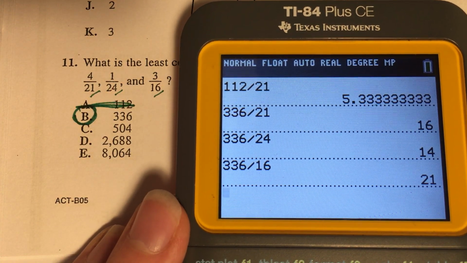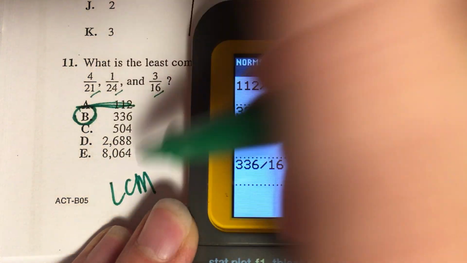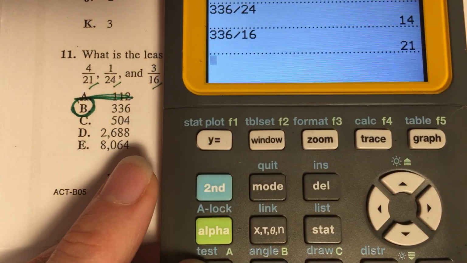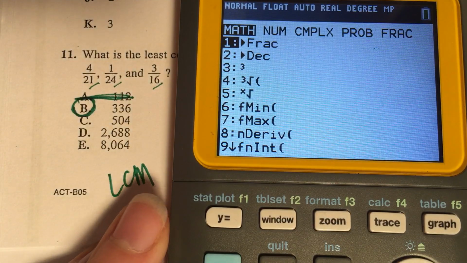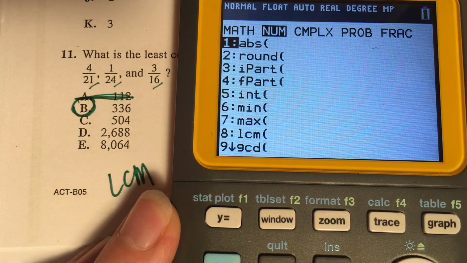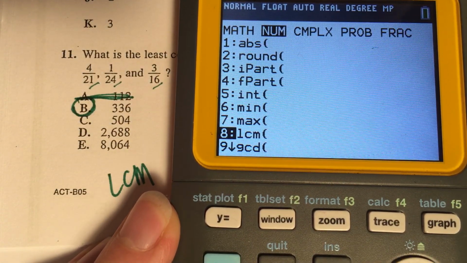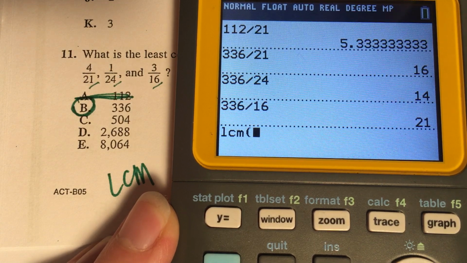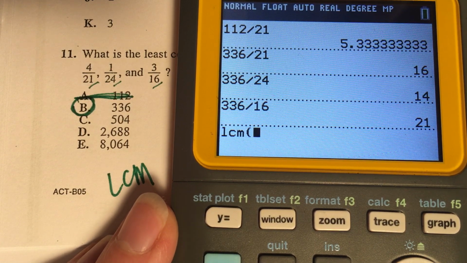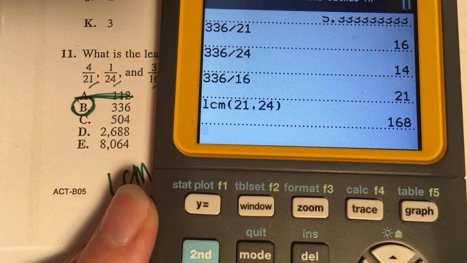There is another way to do it on your calculator, which is the LCM function. If you press the math button, go over to number, and you go down to number 8. It says least common multiple, press enter. You can only do 2 numbers at a time, so you have to do 21, 24. The comma's above the 7 button. And we'll press enter, and that gives me 168.